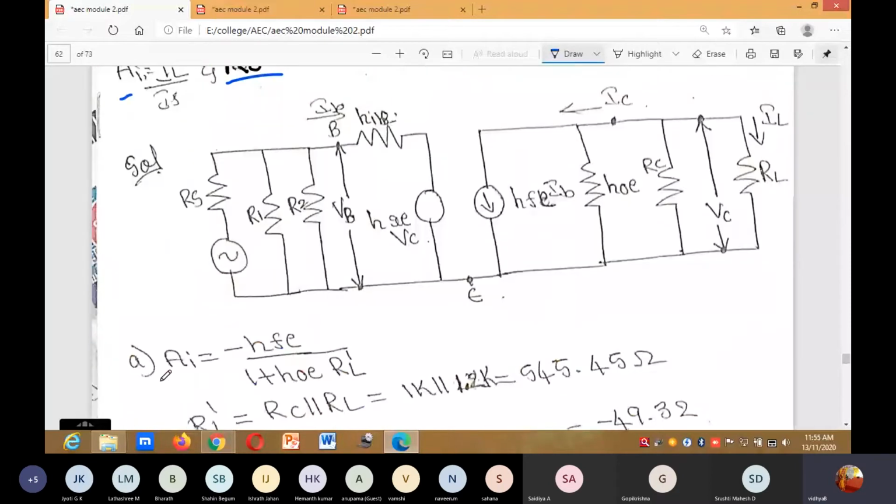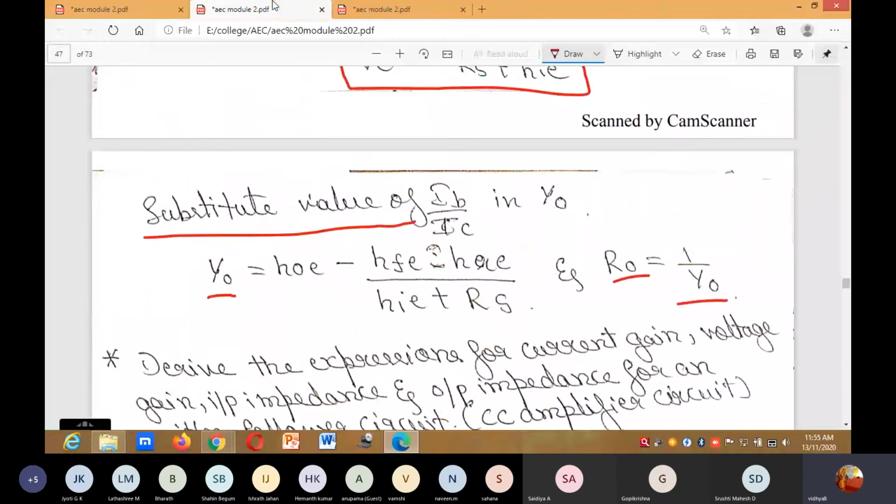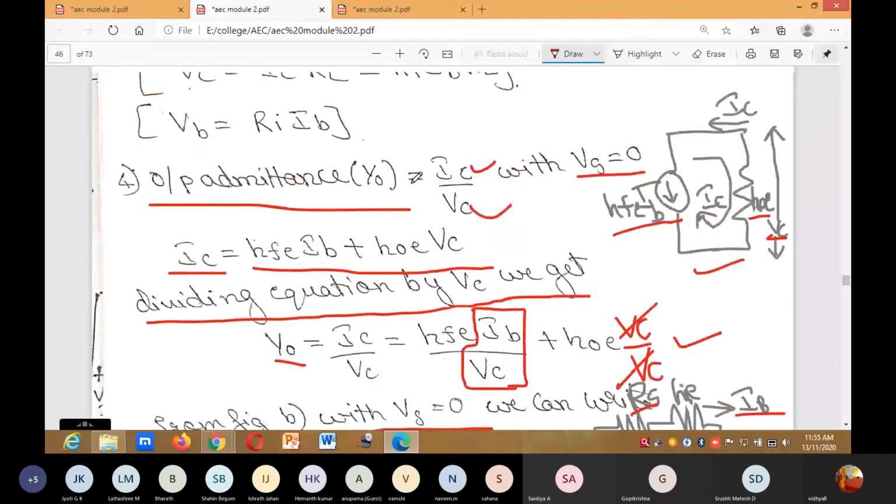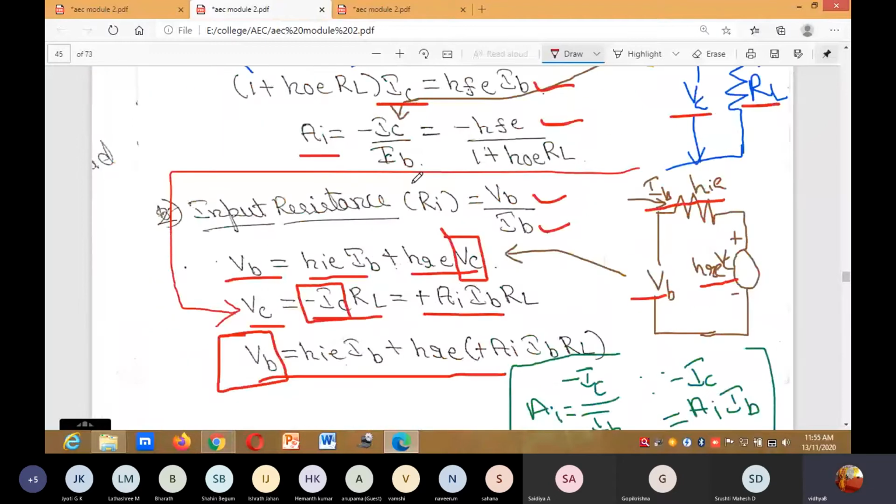What is the formula for AI? We have found from the derivation that AI is equal to minus HFE divided by 1 plus HOE into RL.